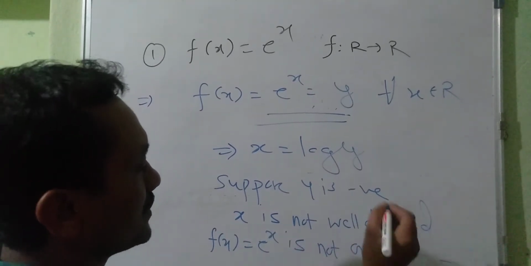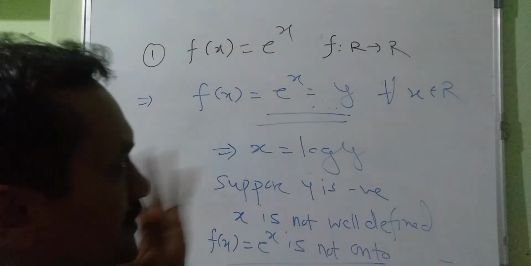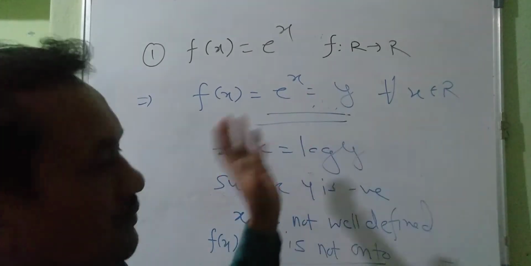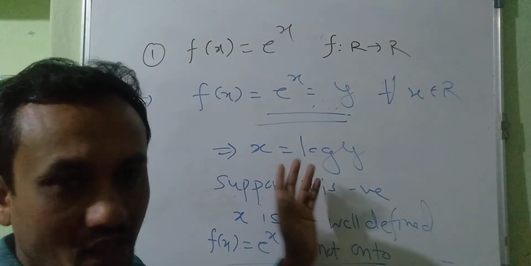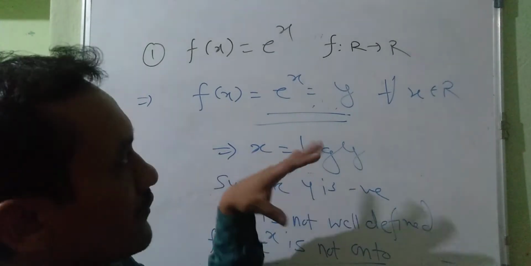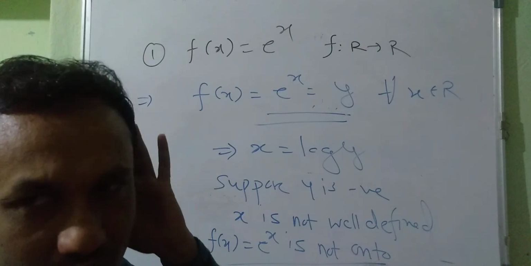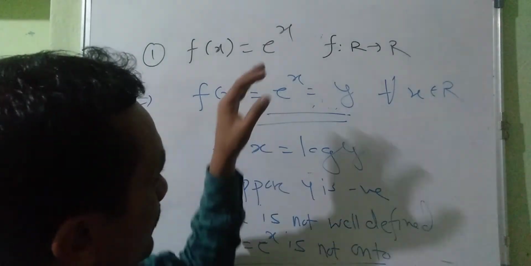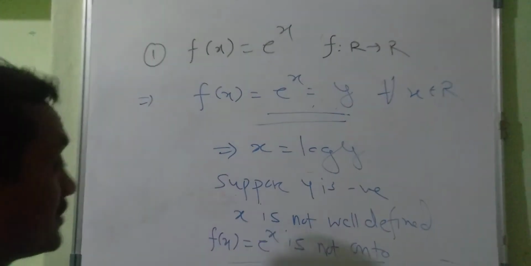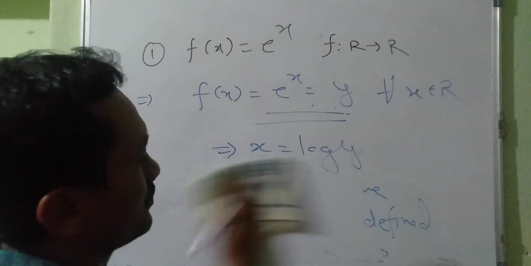This is a very important thing. We need x. Using e raised to x equals y, we find x equals log y, and log y cannot be defined for negative numbers. That's why x cannot be defined, and whenever x is not defined, such functions are not onto. So f of x equals e raised to x is 1-1 but not onto. These are the two examples of 1-1 and onto functions. In the next lecture we will see some examples based on this. Thank you.